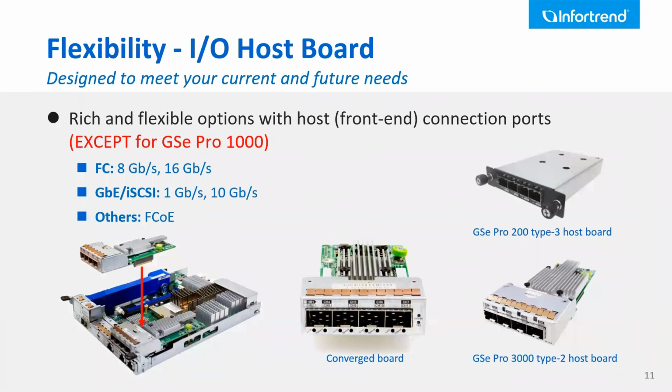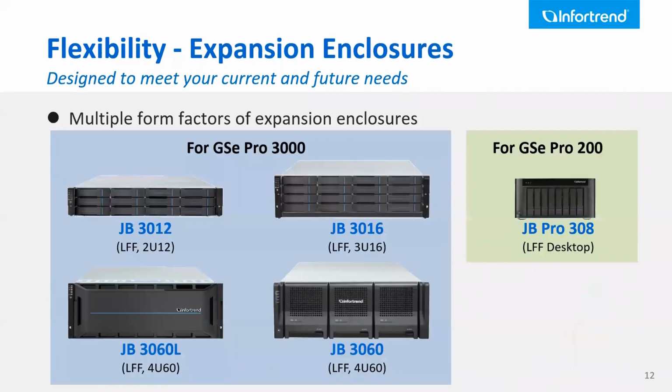Let's talk about the flexibility of the I/O host port. These two types of host ports are designed to meet your current and future demand. Kindly note that we do not support InfiniBand on the SMB level models, which is the GSe Pro. For GSe Pro, there are multiple form factors available for expansion enclosures. That's the JB3012, JB3016, JB3060, and the JB3060L. The difference between JB3060 and L models is a drawer design and power supply voltage size. It is very important to know that only these four types of LFF expansions can be used for GSe Pro 3000.